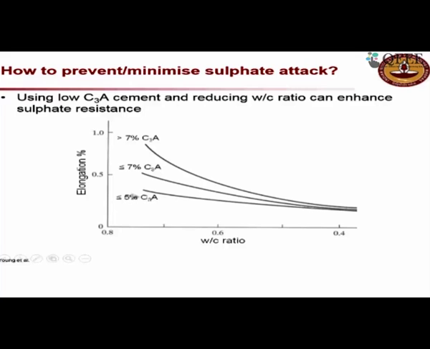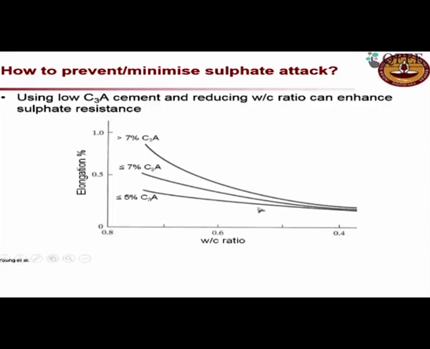So as you can see in this, the elongation over here, what they do is they make some concrete prism specimens and measure the change in the length. So that is what this elongation means. If the elongation is very little, that means the sulfate resistance is very, very high.